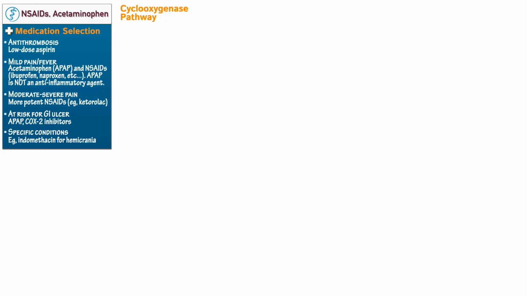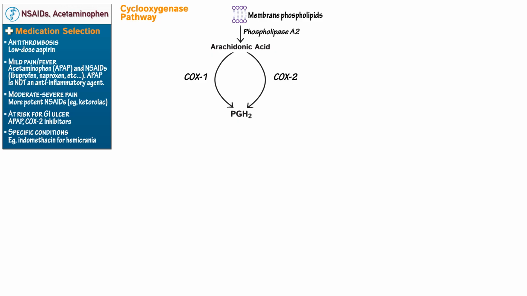First, draw a section of membrane phospholipids. Membrane phospholipids are broken down by phospholipase A2 to arachidonic acid. Then show that arachidonic acid is converted to prostaglandin H2, PGH2, via cyclooxygenase 1 and cyclooxygenase 2. Note that an intermediary, prostaglandin G2, is formed in the process.